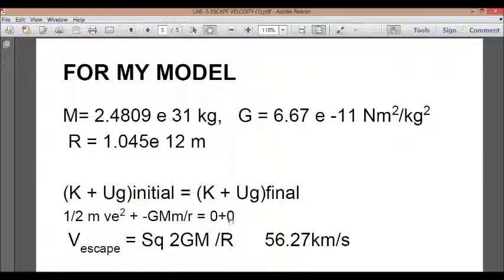As the object is moving away from the object which is attracting it, the kinetic energy is assumed to be 0, and the distance is infinite, so the potential energy is also assumed to be 0. So when I equate and calculate the escape velocity, I get the equation as square root of 2GM by r. And I use the mass which I calculated by my Python code.